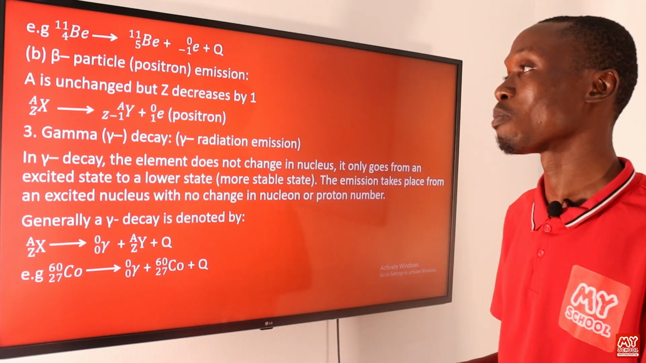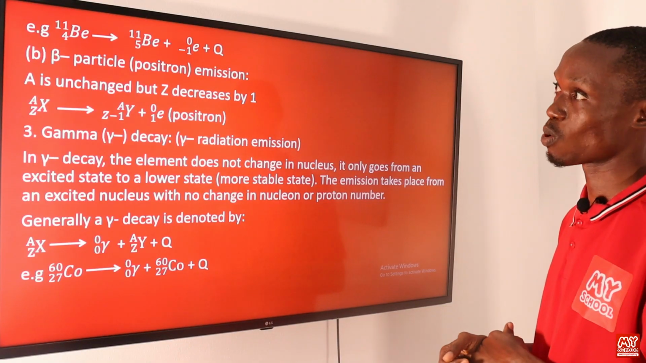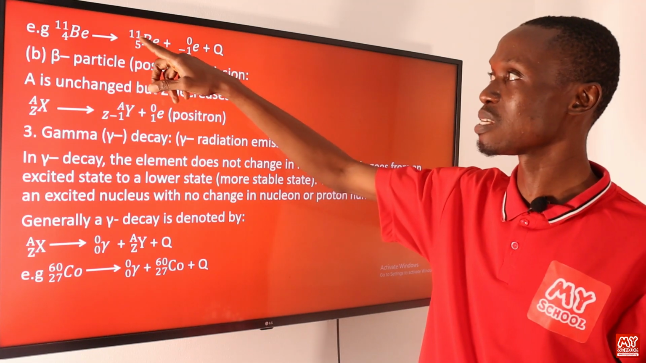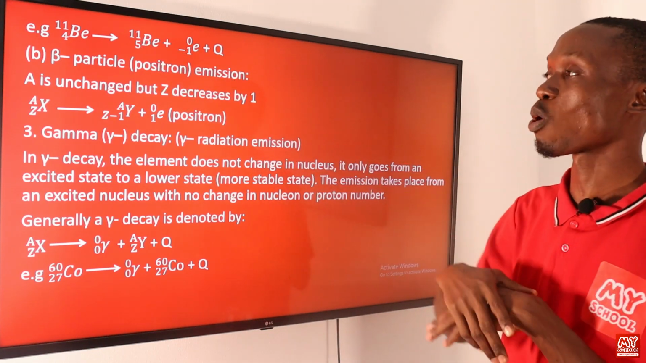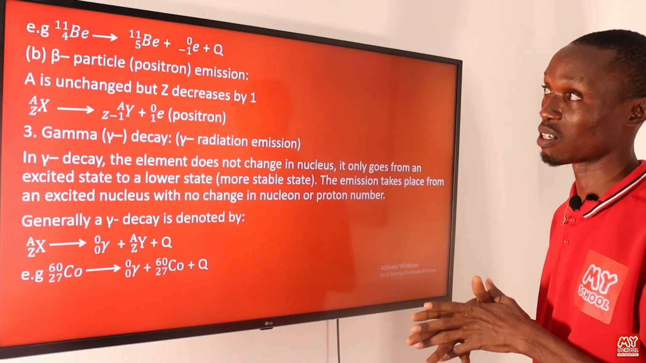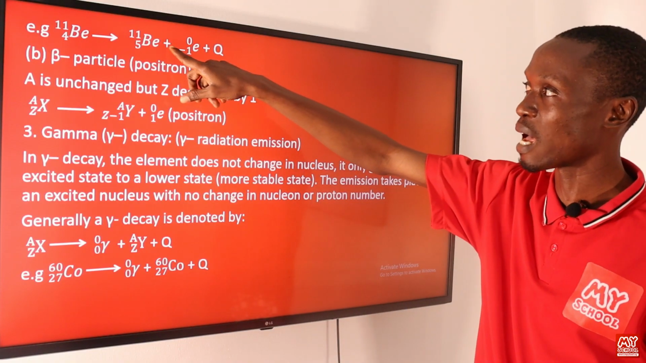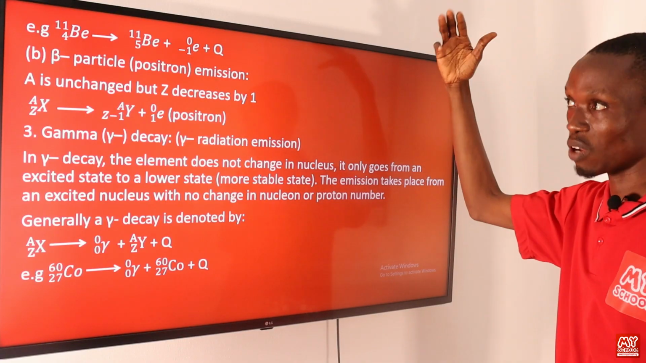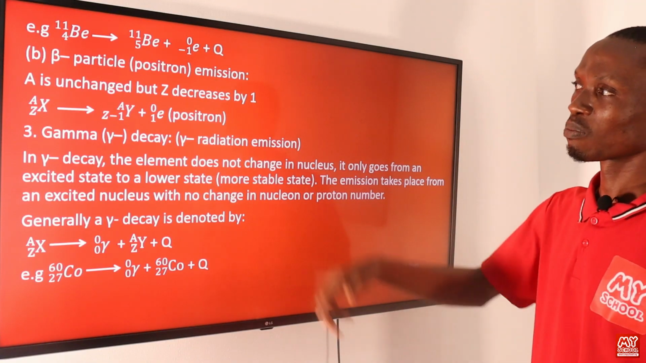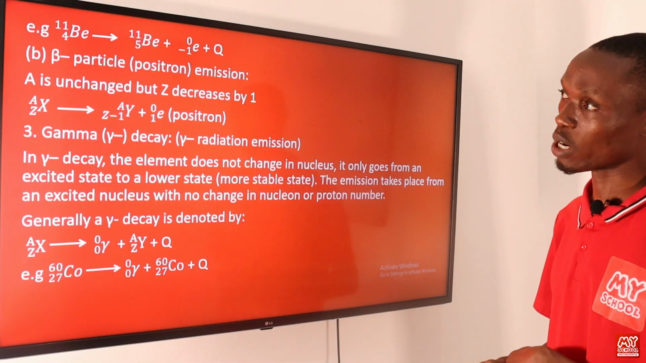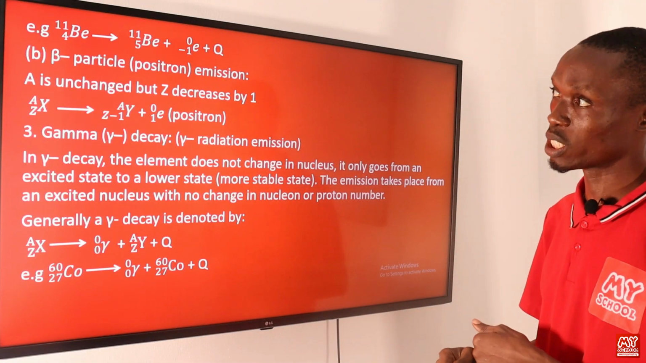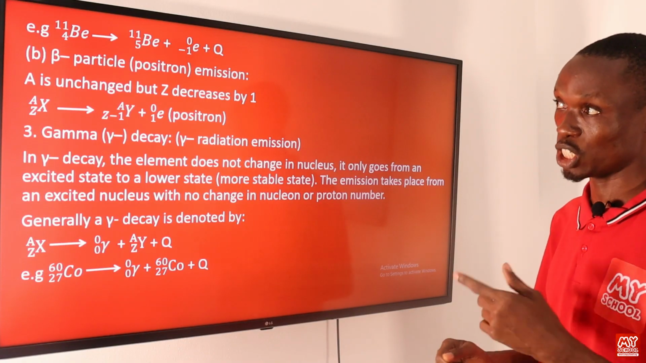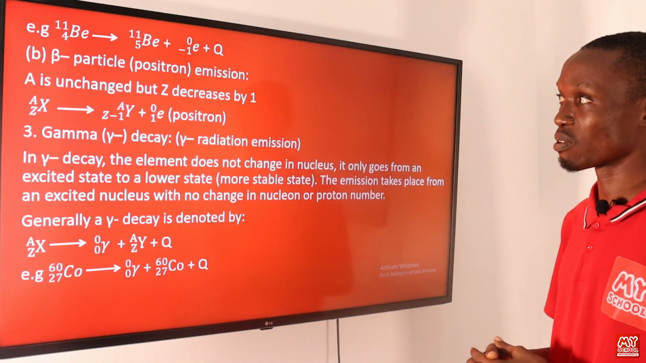This is beryllium-11 undergoing decay. Beryllium-11 undergoing decay produces boron-11. You can see here that the atomic number, or the proton number, has increased by 1, with an emission of a beta particle accompanied by the release of energy. Then we also have another one under beta decay, which is beta particle emission, positron. Here A is unchanged, but Z decreases by 1.